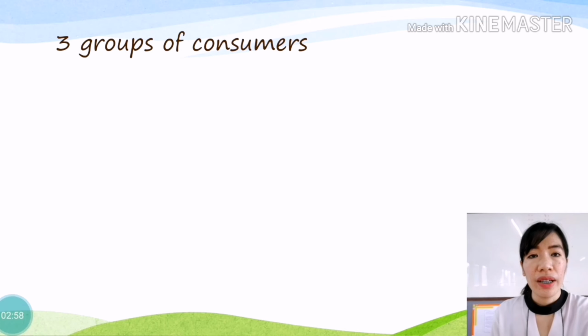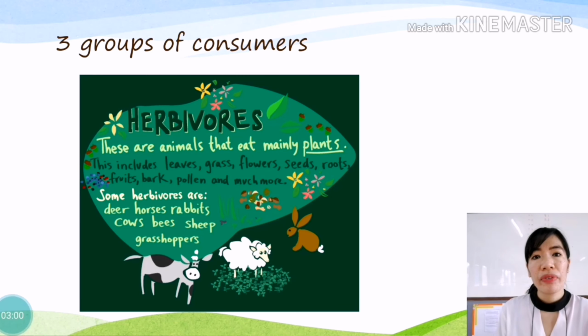First group, we have the herbivores. Herbivores are the animals that eat mainly plants. This includes leaves, grass, flowers, seeds, roots, fruits, bark, pollen, and much more. Some herbivores are deer, horses, rabbits, cows, bees, sheep, and grasshoppers.